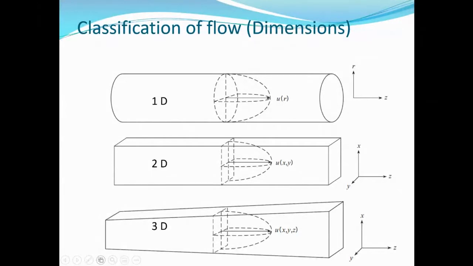Now, still on the flow classification for the one-dimensional, if you look at a pipe flowing, the velocity is a function of the radius only for one-dimensional flow, where you have the cylindrical coordinates r and z. And then for two-dimensional flow, when you have the cross-sectional area rectangular or square in shape, it varies along x and y. Then for three-dimensional flow, if you have it tapered, the cross-sectional area is increasing in the flow direction. So in this case, you have the velocity to be a function of x, y, and z.